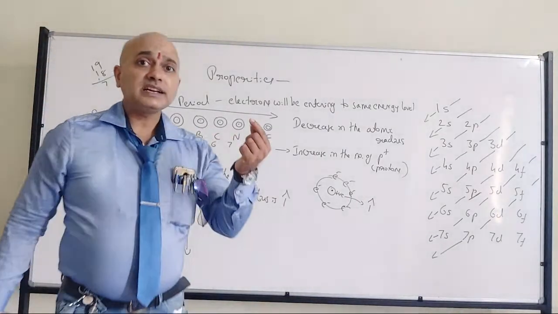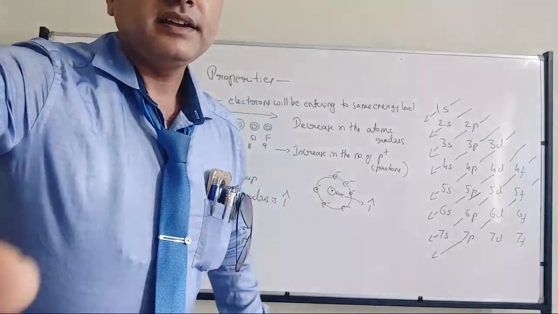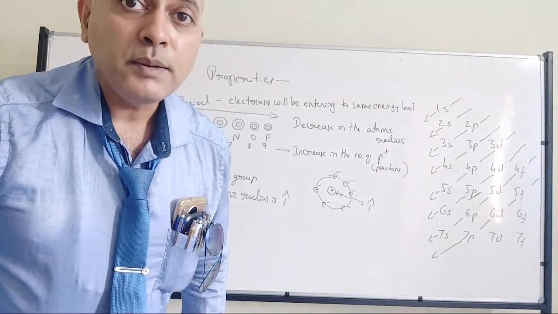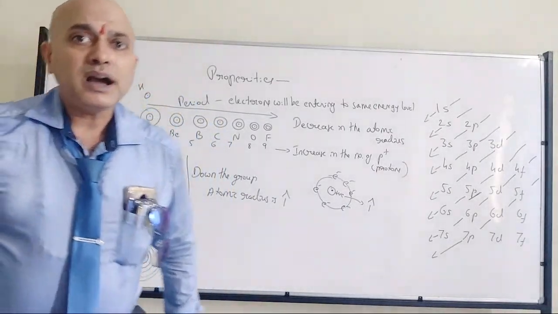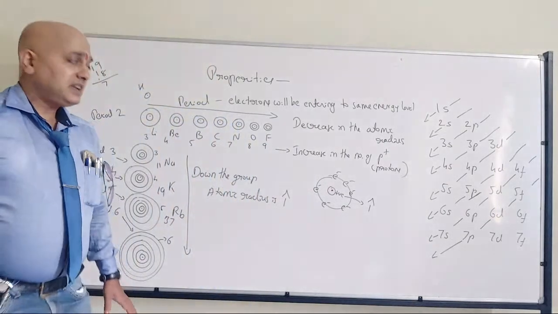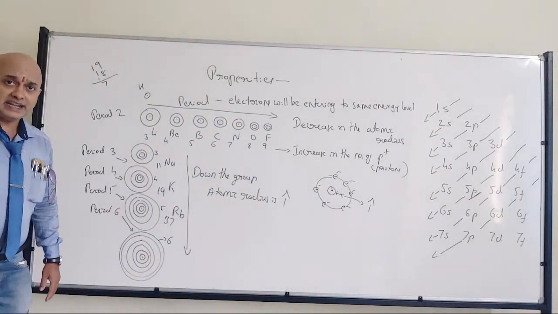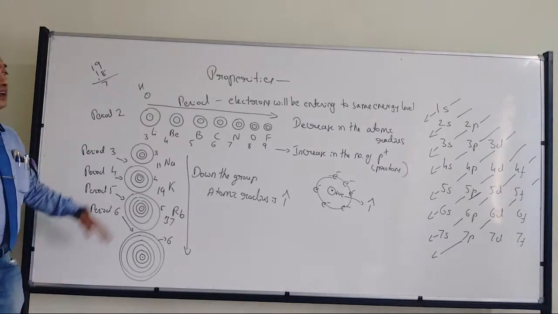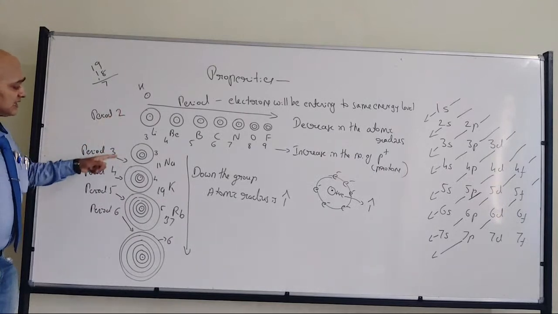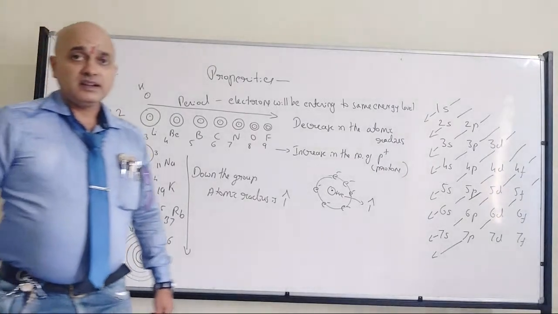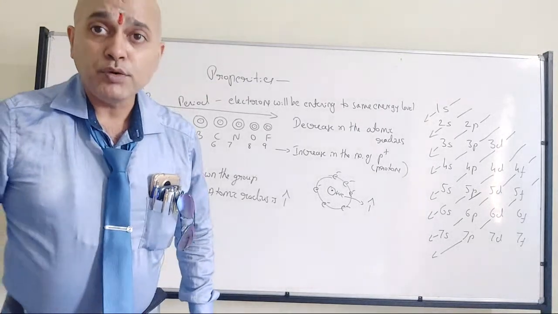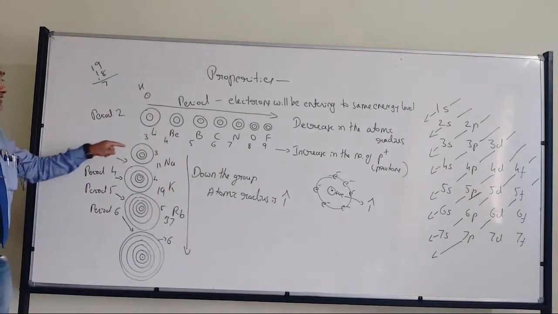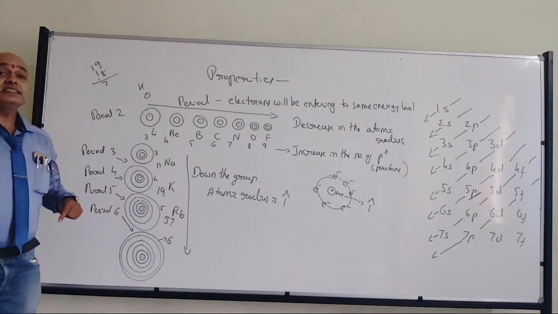So what is happening? Along the period there was an increase of one proton, but down the group there is a drastic increase in the number of protons. But as Manvi has written, there will be an increase in the atomic radius. That is because when I am moving down the group, every time there is an increase in the number of periods. That indicates that I am moving to the next energy level. I am not in the same energy level.